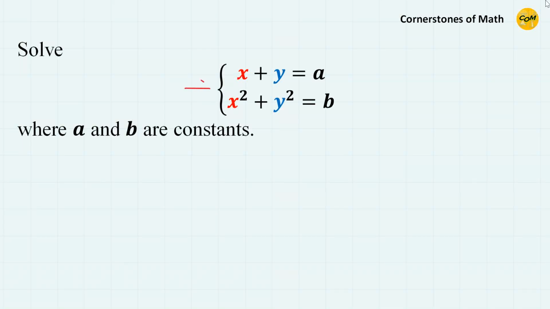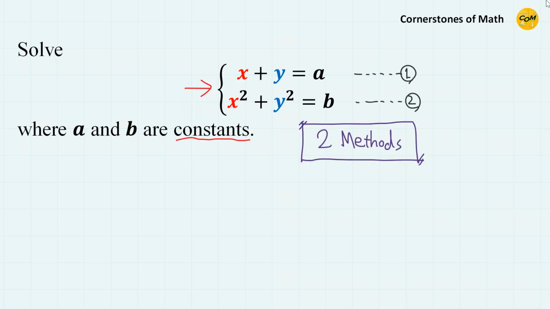Today we will solve the system of equations x plus y equals a and x squared plus y squared equals b, where a and b are constants. So first, let's call this equation 1 and let's call this equation 2. Here I will show you two methods to solve this problem.